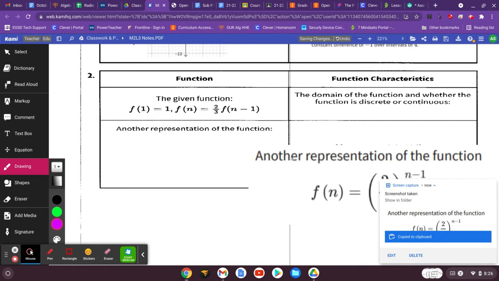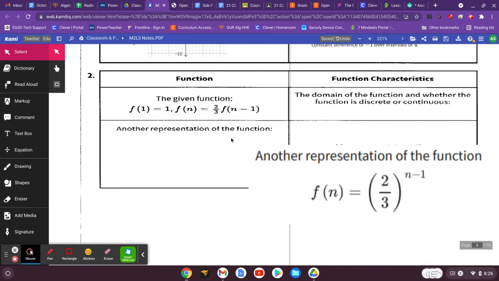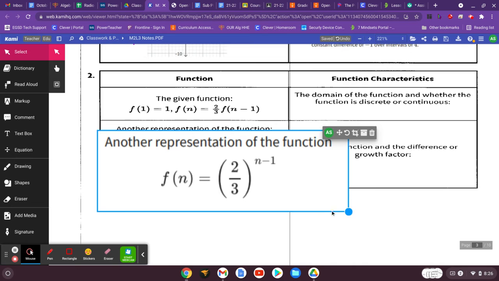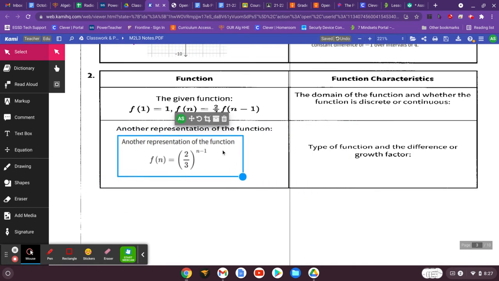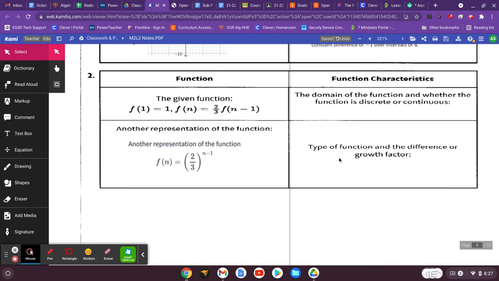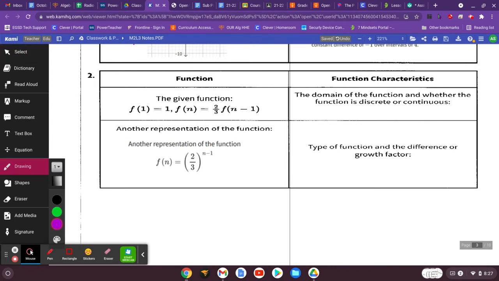And then I'm going to undo. Let's get that to fit in here. So there you've got the proper explicit equation. Type of growth factor or a domain. It looks like it's going to have to be discrete because I'm looking for discrete, and a growth factor would be 2/3, an exponential, right? Because I'm multiplying.